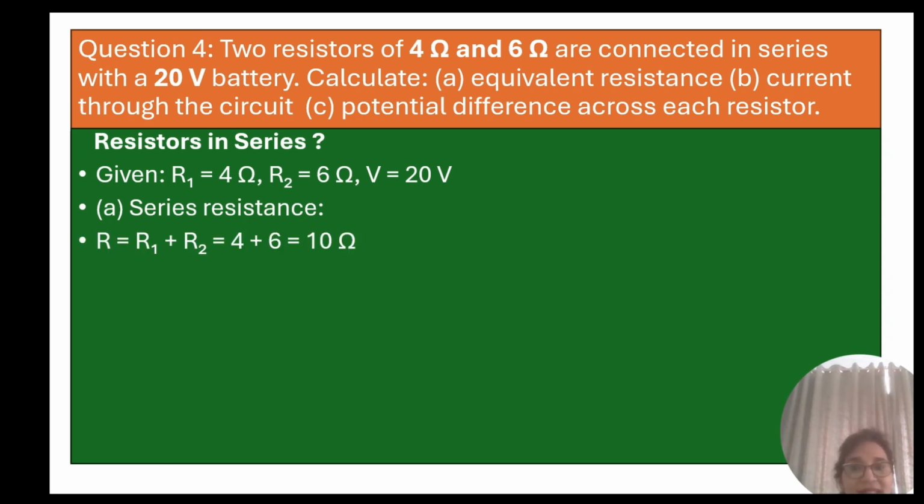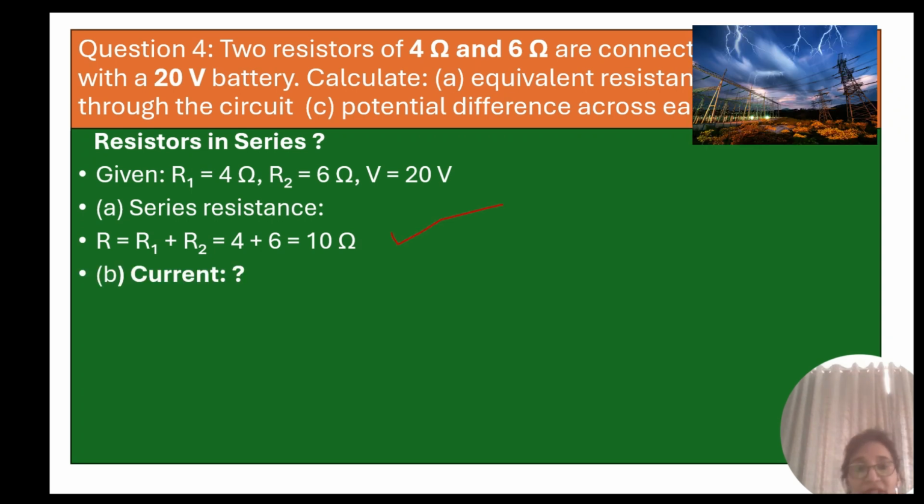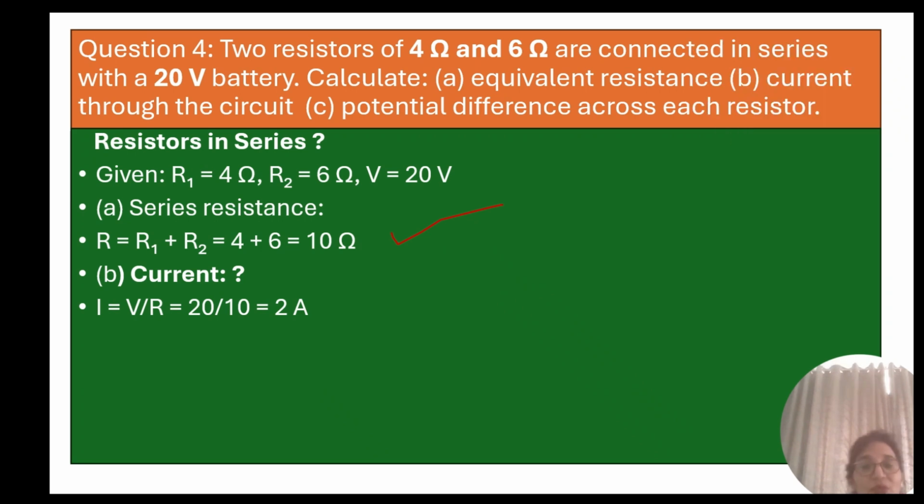So how many resistors are mentioned here? We have R1, that is 4 ohm. We have R2 as 6 ohm. So when we add it, we get 10 ohm. Further, we have to find the current. Now, how are we going to find the current? Students, please remember, we need to understand the formula, that is Ohm's law. V is equal to IR.